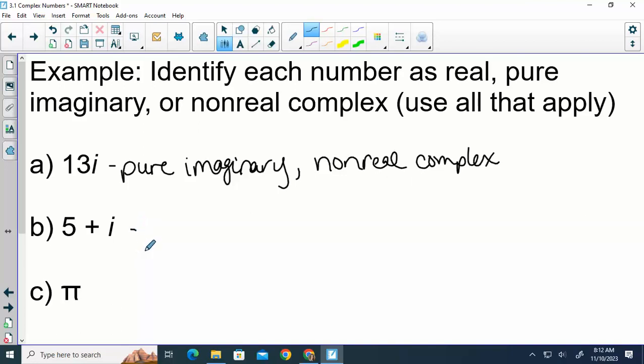Five plus i. Is that real? No. Is it pure imaginary? No. It is only non-real complex. Pi. That is a real number. There is no imaginary part there.